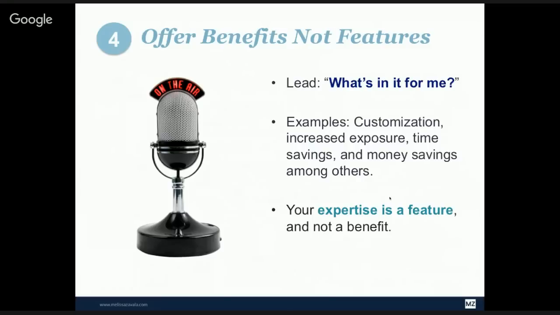Examples would include customization, increased exposure, time savings, money savings, of course. These are things that people are looking for. For example, for sale by owners. Why do they list on their own? They list on their own because they don't want to pay a realtor. So there, you've got to target them with the money savings. You've got to be able to prove to them the value that's in it for them of using a realtor.